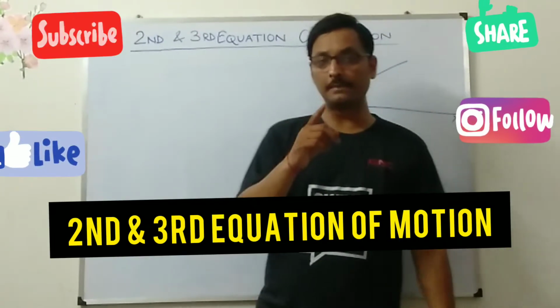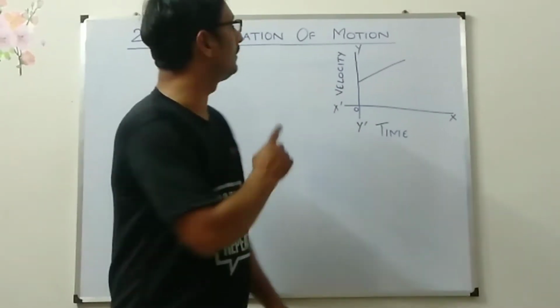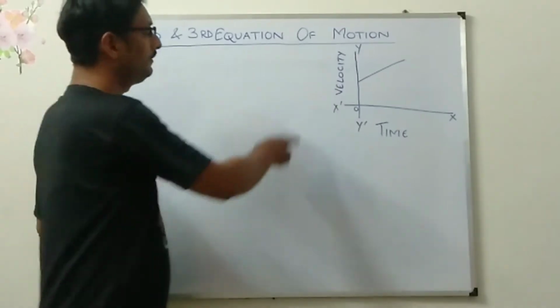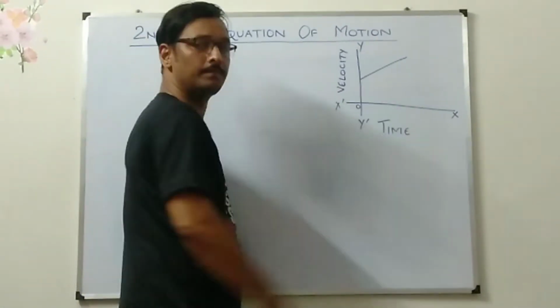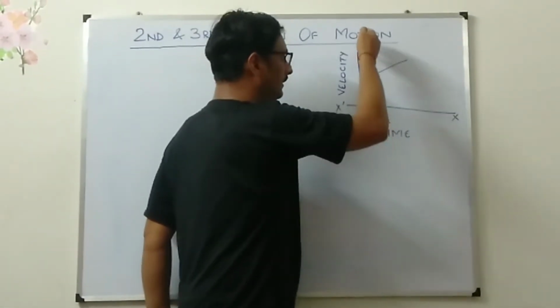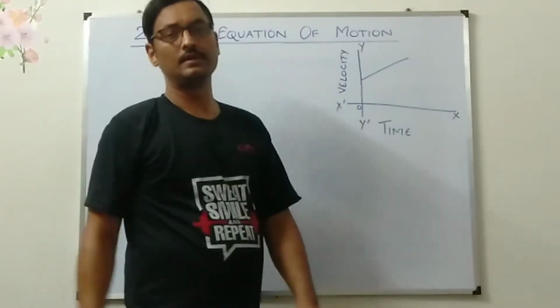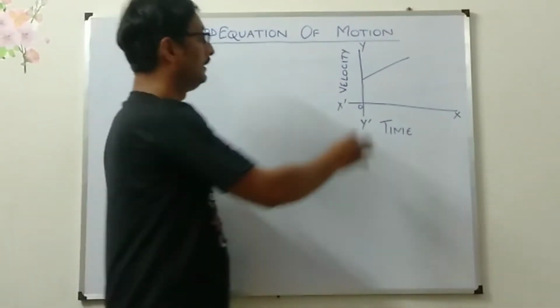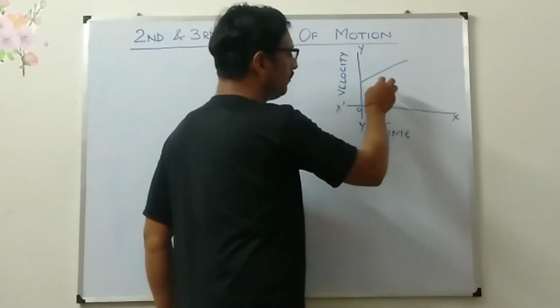Students, we will be learning about second and third equation of motion. This is velocity time graph. This is x-axis and this is y-axis. Suppose by looking at this graph, what will you be understanding?